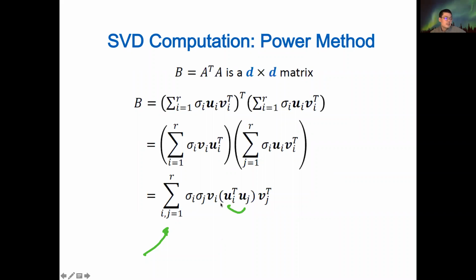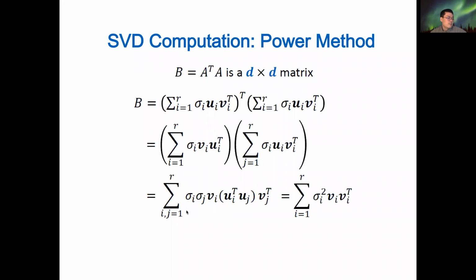So how many terms actually remain? The answer is R terms instead of R squared. I equal to J is a requirement for this term to not be 0. Otherwise, this thing will be 0. So you have I equal to J equal to 1, I equal to J equal to 2, up to I equal to J equal to R. That's the number. So we remove a lot of terms.